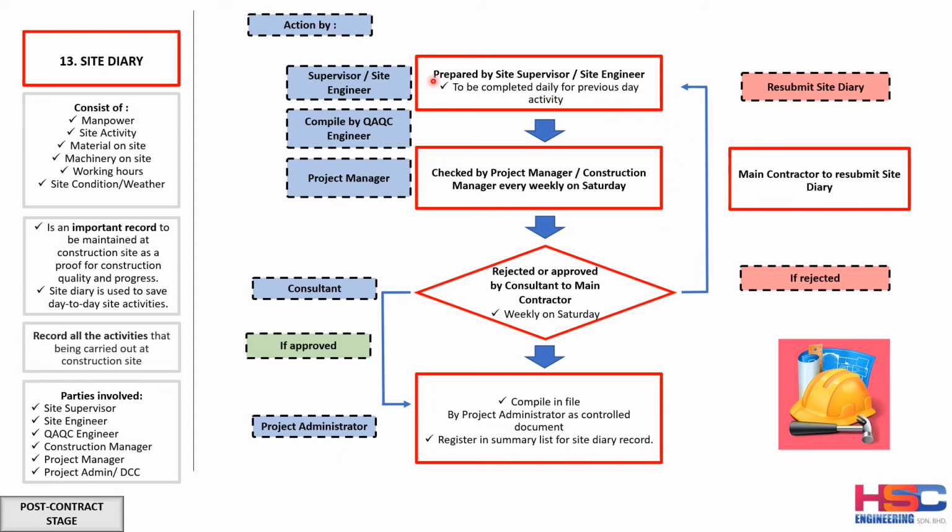First, the site supervisor or the site engineer has to complete the previous day's activity site diary daily. This has to be compiled by the QAQC engineer. The QAQC can compile every day, and it needs to be checked by the project manager or the construction manager. They have to compile every day and pass weekly. Every Saturday or Friday, they can choose a day to pass the one week compiled site diary to the project manager.